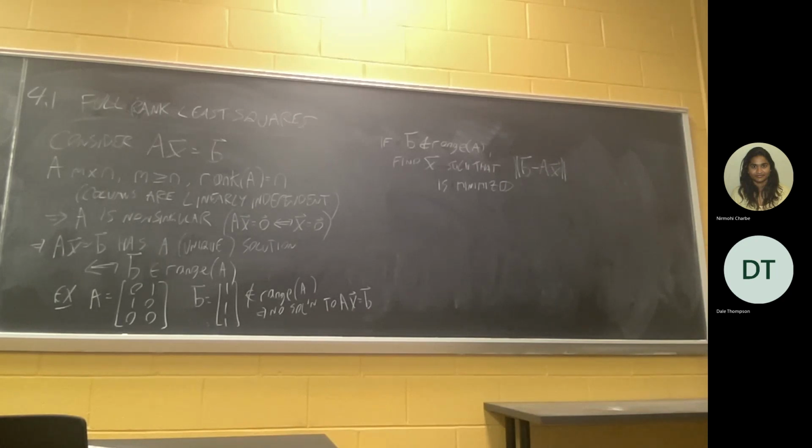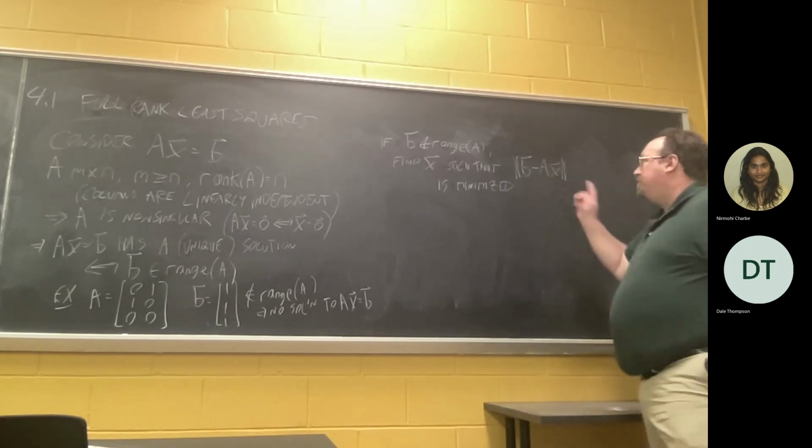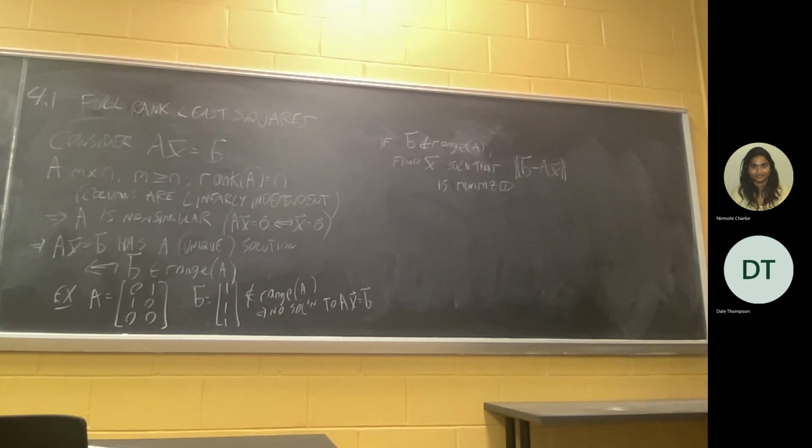Now, I haven't said which norm, and last time we talked about different kinds of norms, 1-norm, 2-norm, infinity norm, etc. So what's a good norm to use? Because if I try to solve this problem using different norms, whatever x minimizes this quantity in the 1-norm sense will generally be different than what would do it in the 2-norm sense.